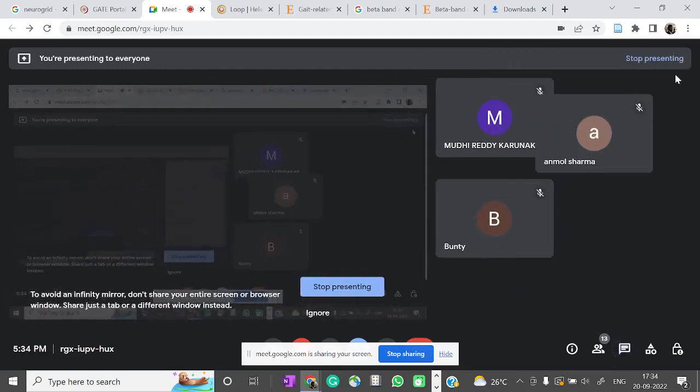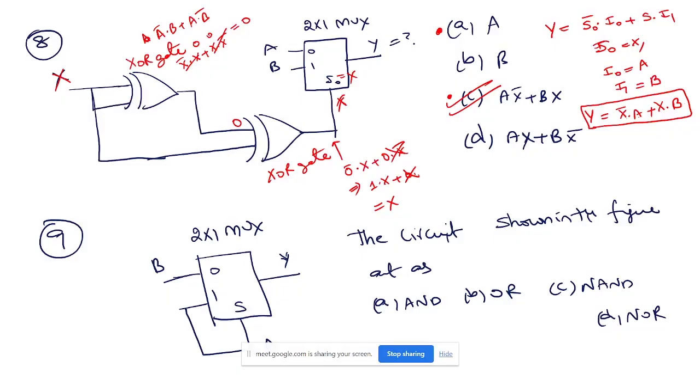Good. Very, very responsive batch. Same, you need to find, write the output equation for marks and then substitute those things.